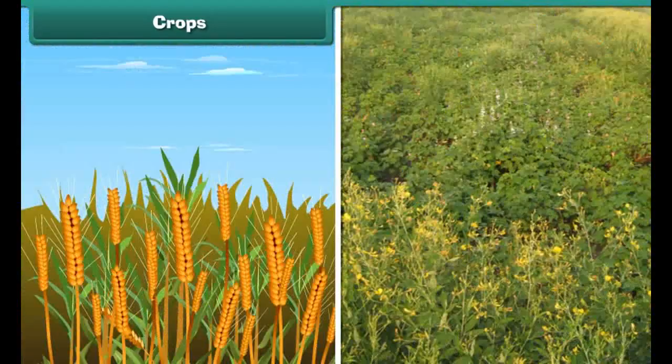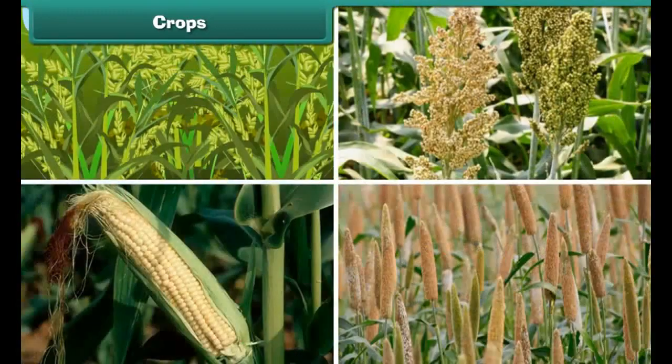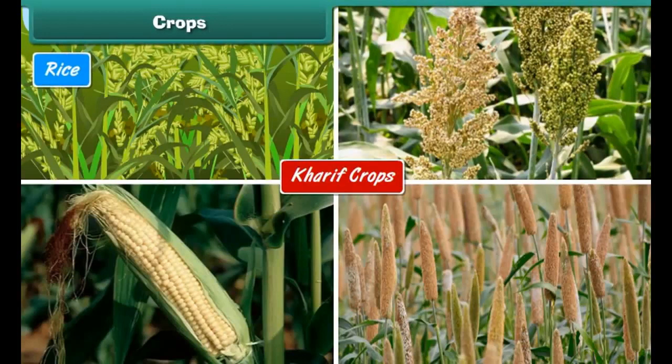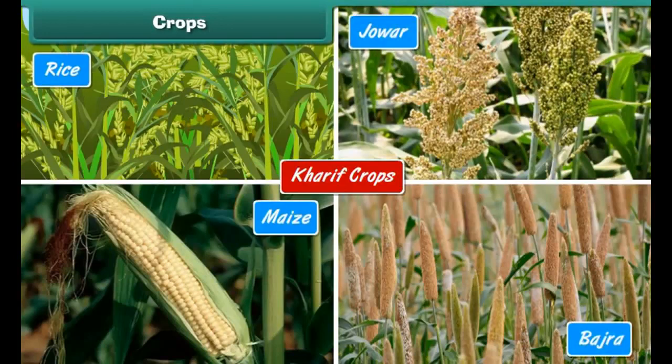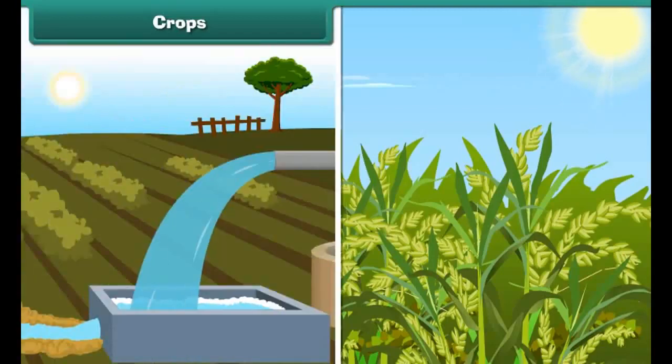The crops which are grown in winter season are called rabi crops. Example, wheat and gram. The crops which are grown in summer are called kharif crops. Example, rice, jowar, maize, bajra. Different types of crops require different amounts of sunlight, water, air, and type of soil.